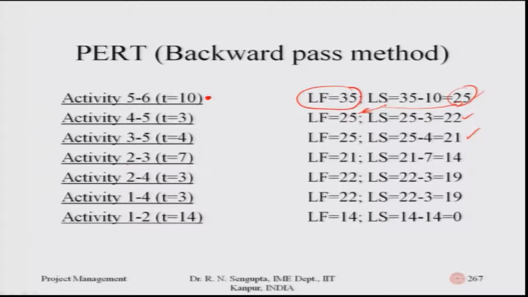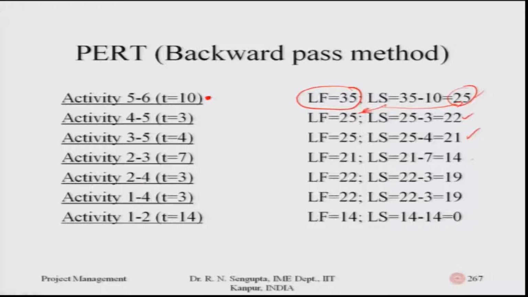Let us come to activity 2-3. So, 2-3 can basically only end based on the fact that activity 3-5 would have started after that only. So, the late start is 21, bring this 21 here, which is the late finish. Then if I want to find out the late start for activity 2-3, it will be 21 minus the number of days consumed for doing activity 2-3, which is 7. 21 minus 7 is 14.